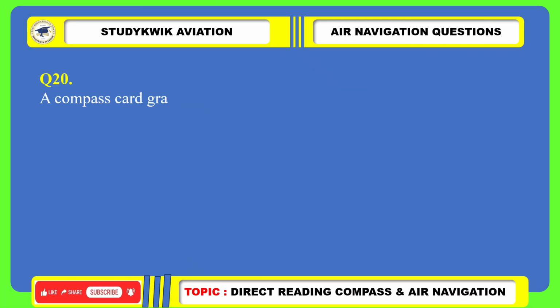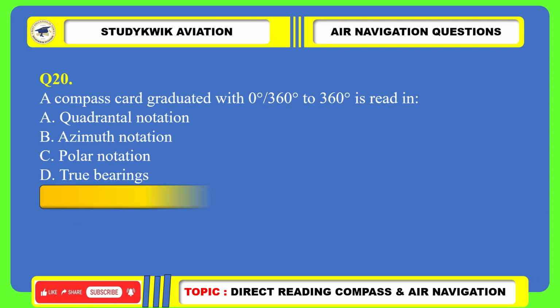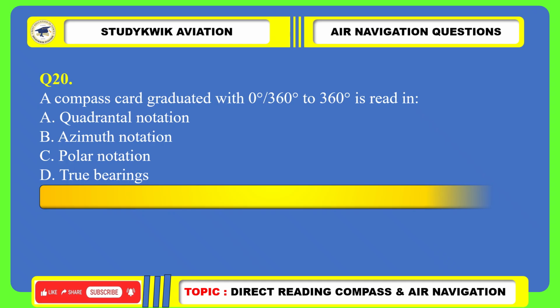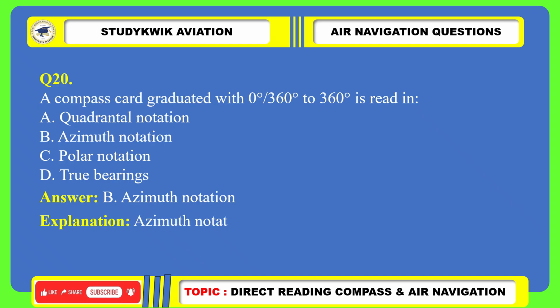Question 20. A compass card graduated from 0 degrees to 360 degrees is read in quadrantal notation, azimuth notation, polar notation, true bearings. The correct answer is B. Azimuth notation. Azimuth notation uses 0 to 360 degrees clockwise from north.